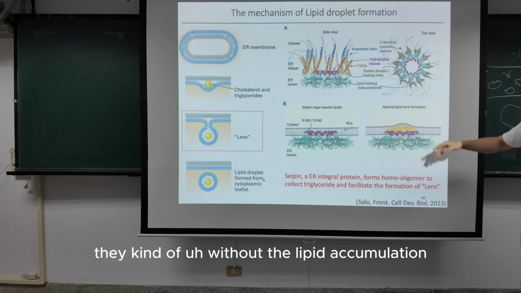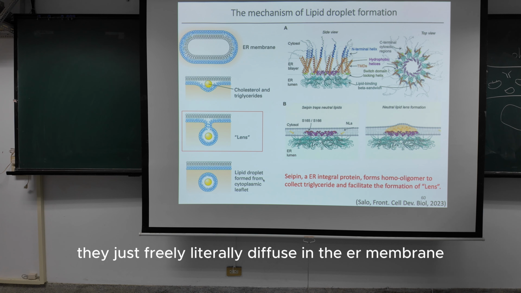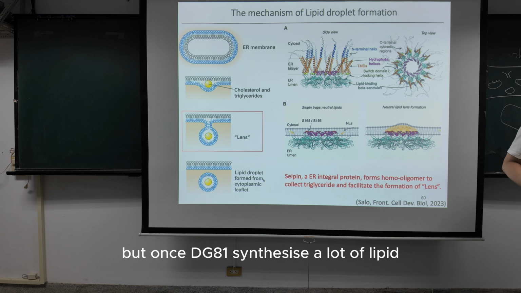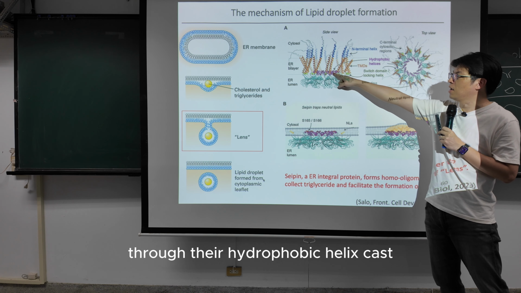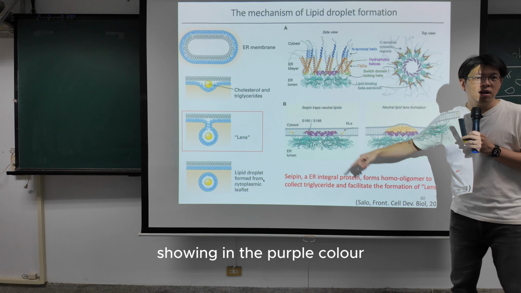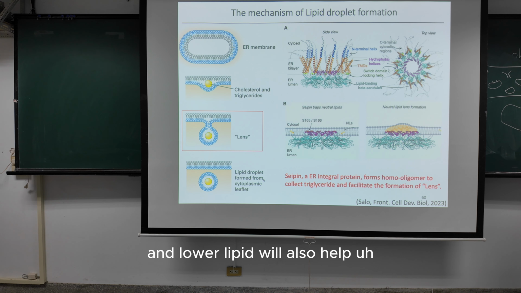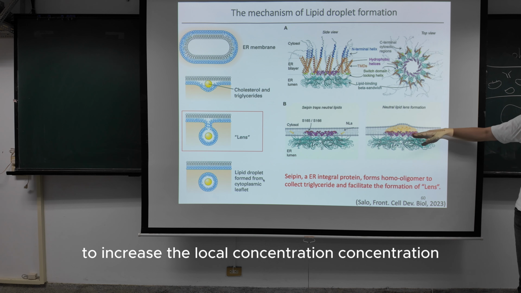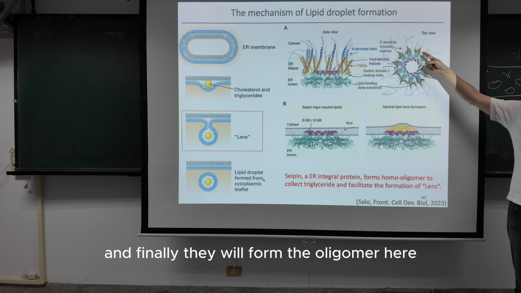Without lipid accumulation, those Seipin just freely diffuse in the ER membrane. They evenly distribute in the ER membrane. But once DGAT synthesizes a lot of lipid, they will bind with the lipid here through their hydrophobic helices, shown in the purple color. And those lipids will also help the Seipin to increase the local concentration. And finally, they will form the oligomer here.